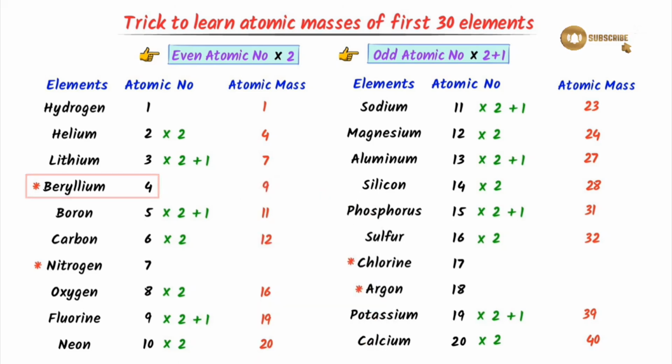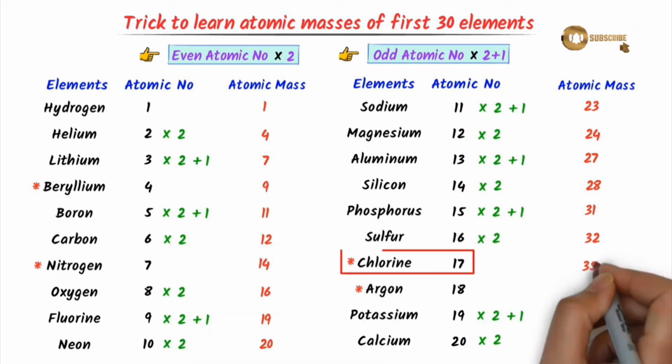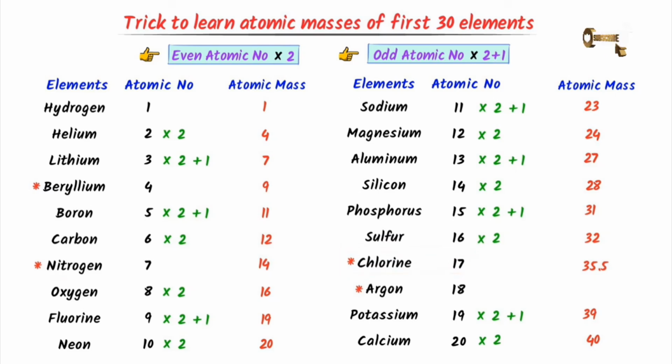The atomic mass of beryllium is 9. That of nitrogen is 14. That of chlorine is 35.5. And that of argon is 40. Thus, using this trick, we can easily write the atomic masses of first 20 elements of the periodic table.